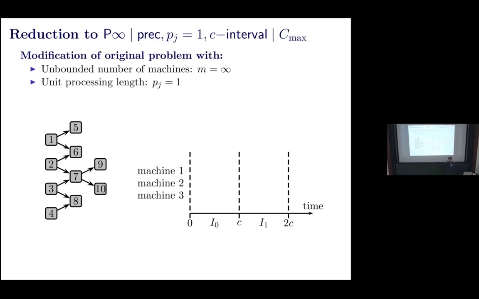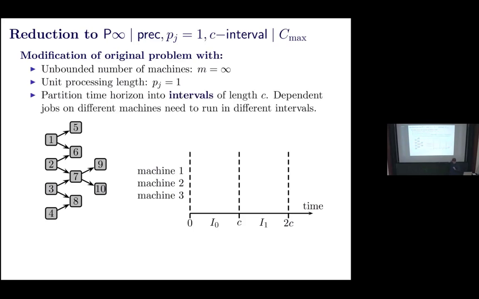That usually you can do by chopping your lengthy jobs into small pieces of unit length. And finally, I will assume that instead of requiring that you need to wait C time units between dependent jobs running on different machines, we're saying the following: we partition the time horizon into intervals of length C, and whenever you schedule dependent jobs on different machines, then the second job has to go into a higher interval. I don't care whether it is actually C time units later or not, just a higher interval.